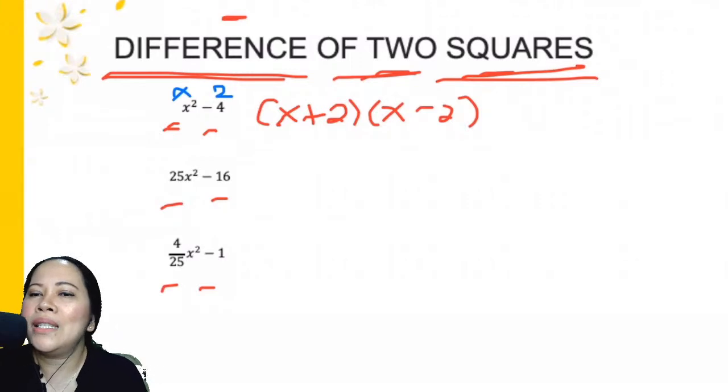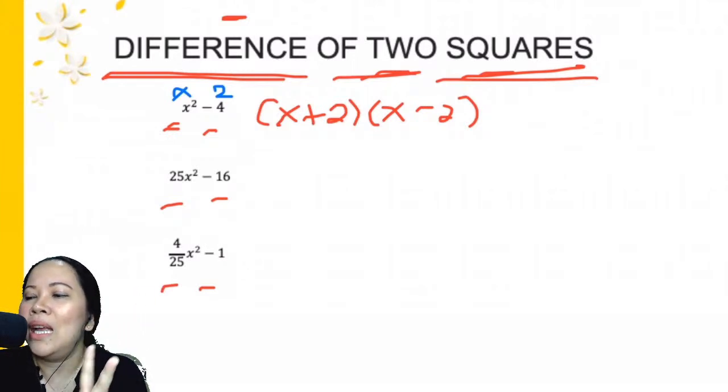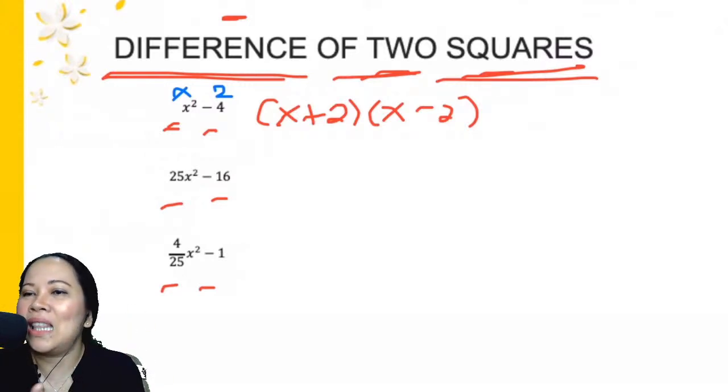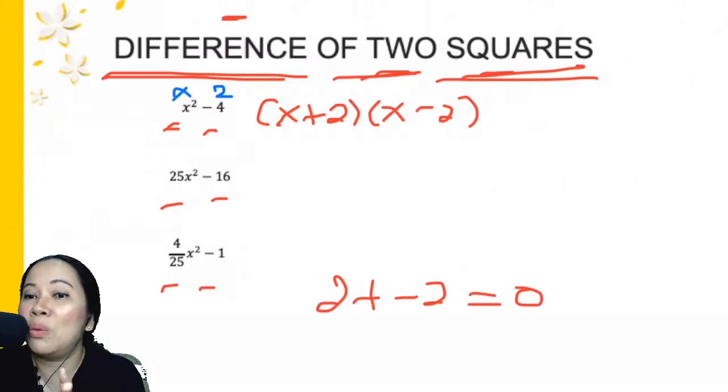Why is it plus and minus? Why can't it be minus, minus, or plus, plus, which is the same as the perfect square trinomial? The difference here is that these are only two square numbers. Why is it plus and minus? Because plus 2 and minus 2 cancel each other out. So 2 plus negative 2 will give you 0, which is your middle term.